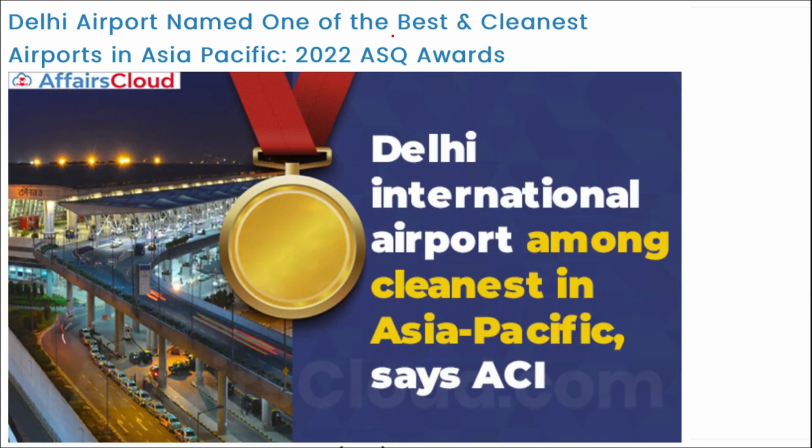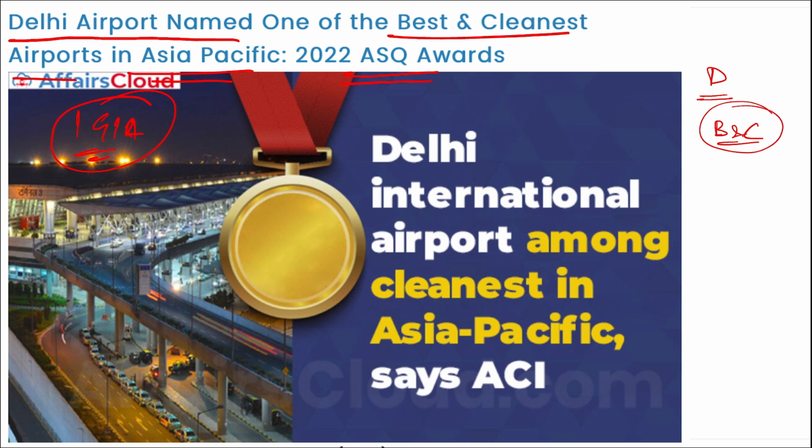Next, which is the best and the cleanest airport in the Asia Pacific region as per the ASQ awards? It will be your Delhi airport, that is Indira Gandhi International Airport. So it is Indira Gandhi International Airport of Delhi that has been named the best and cleanest airport in the Asia Pacific region by ASQ.